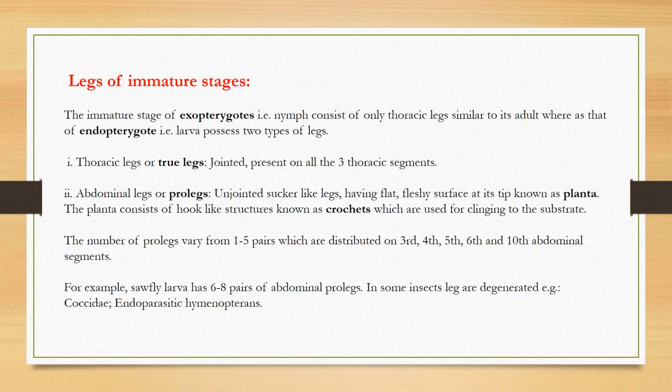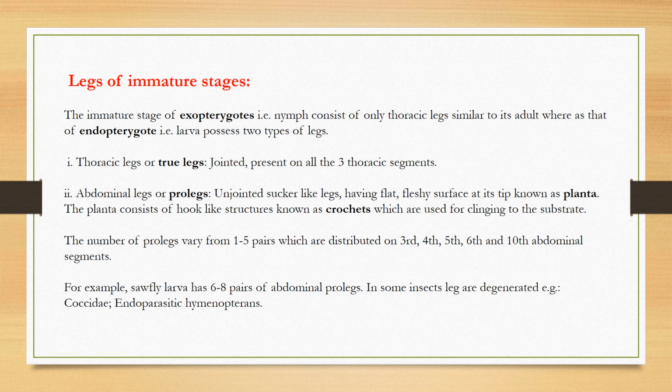Then we can see the legs of some immature stages of insects. First, the immature stage of exopterygotes. The nymph consists of only thoracic legs similar to its adult, whereas in the case of endopterygotes, the larvae possess two different types of legs. But in exopterygotes, both the nymphs and adults have only the normal type of thoracic legs.